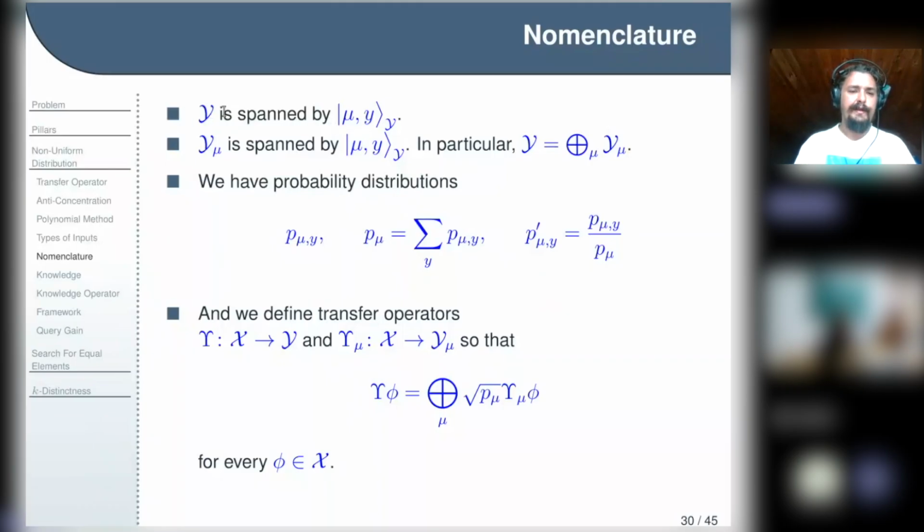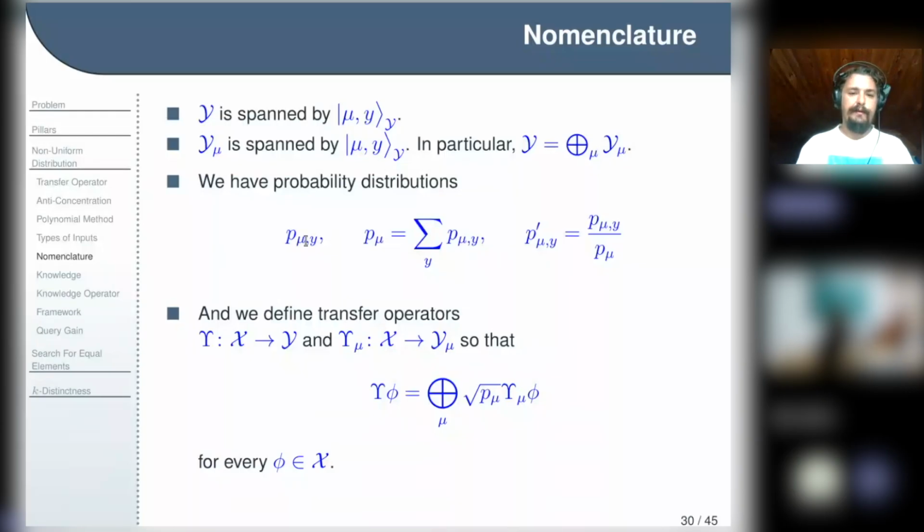Y at this point is spanned by mu y, so I'm adding this type to the input. Now I have this Y mu, which is spanned by mu y, where mu is fixed. In particular, the whole set Y is just the direct sum of Y mu over different mu. So this is a decomposition into orthogonal subspaces for fixed mu.